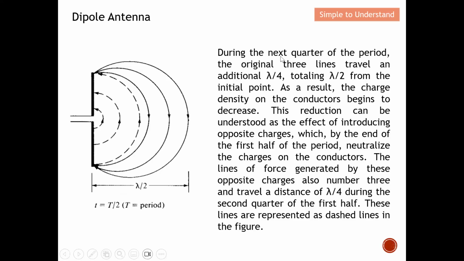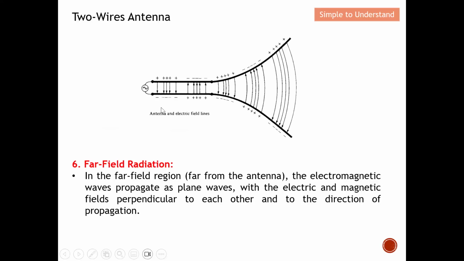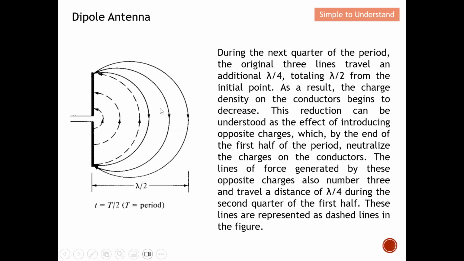During the next quarter of the period, the original three lines travel an additional lambda over 4. If you still remember, these are the earlier three lines. Next, they are going to have more lines, which I will come to later. During the next quarter of the period, the original three lines travel an additional lambda over 4. From lambda over 4, they travel another lambda over 4, so a total of lambda over 2 from the initial point.